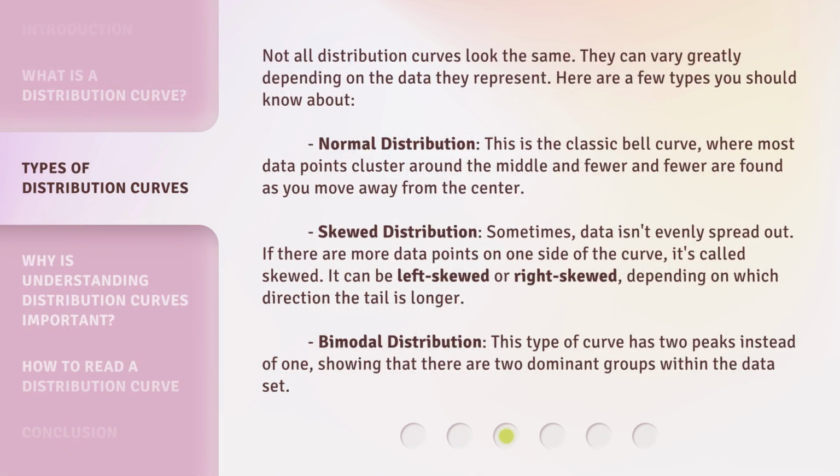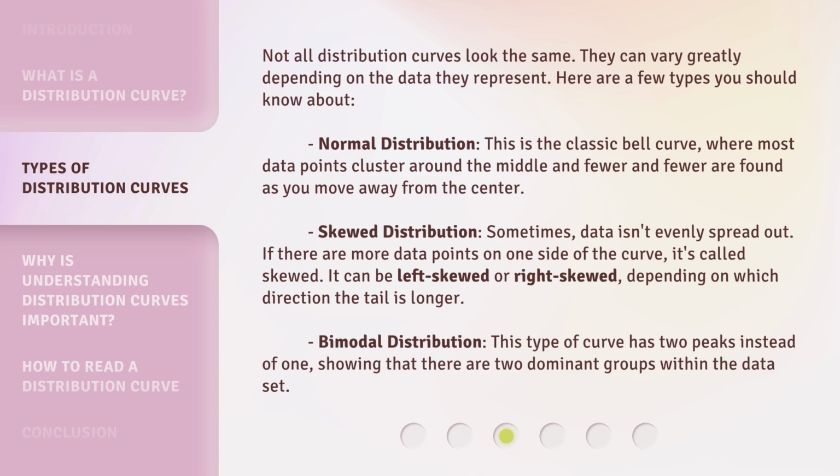Not all distribution curves look the same. They can vary greatly depending on the data they represent. Here are a few types you should know about. Normal distribution. This is the classic bell curve, where most data points cluster around the middle and fewer are found as you move away from the center.